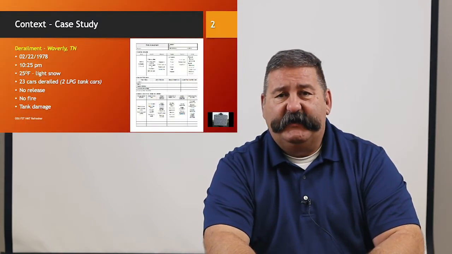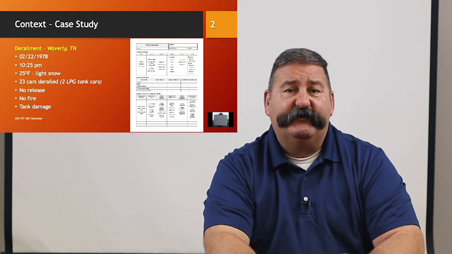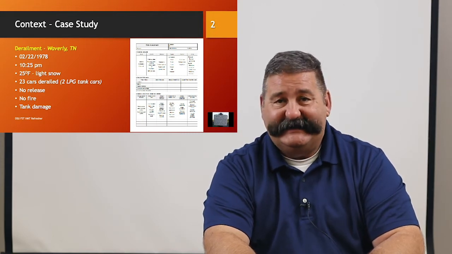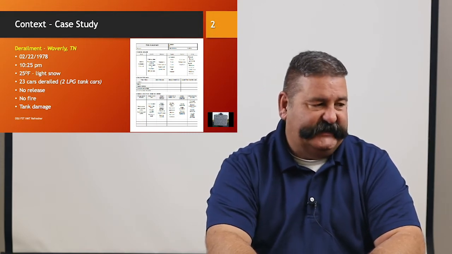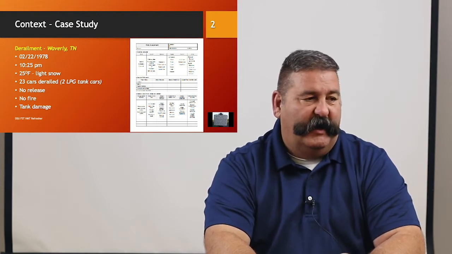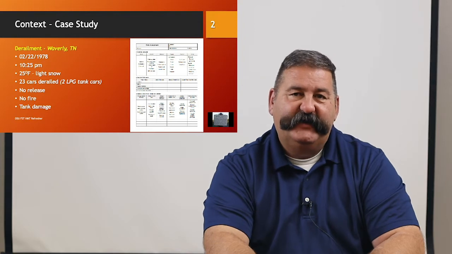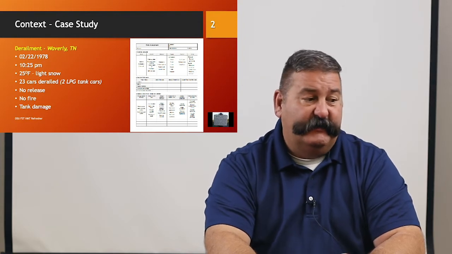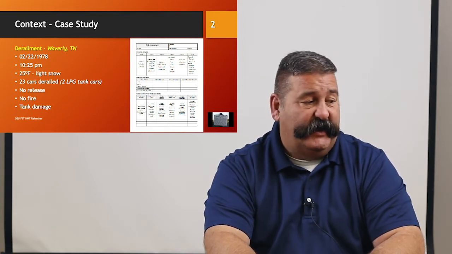Let's talk about a case study. The first case study we're looking at involved a derailment many years ago, back in 1978. It happened in Waverly, Tennessee, about 10:25 p.m. The temperature outside was 25 degrees Fahrenheit. There was a light snow that had been taking place.